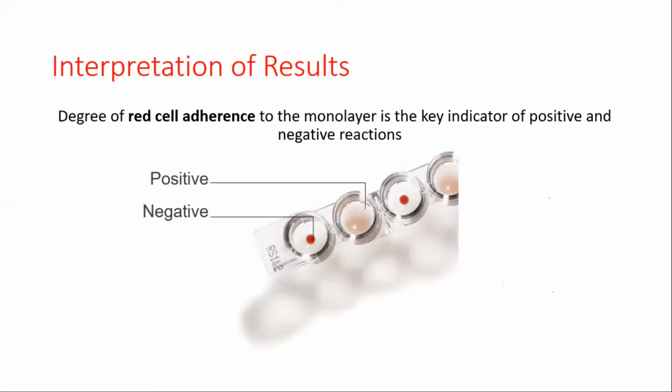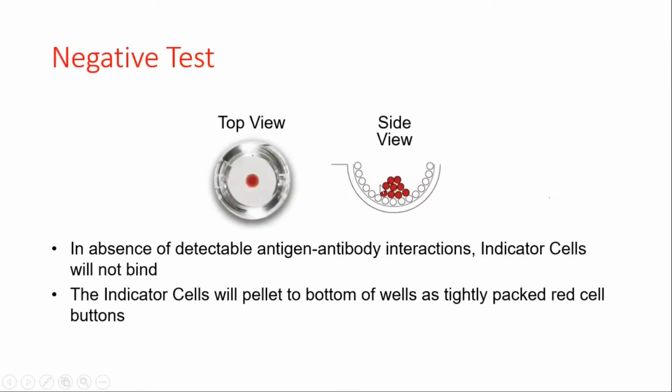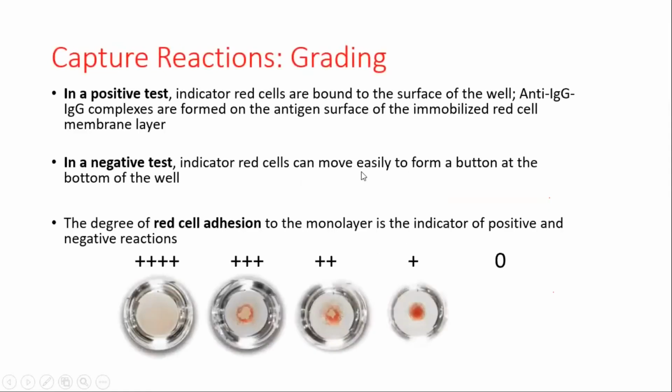Same thing here. We see the result in the form of a positive reaction when a layer has been formed because of antigen antibody reaction. If there is no layer formed, all the indicator cells will form a button as a pellet at the bottom, like this. As a side view, the positive reaction looks like this, because all these indicator red cells form a layer, and the top view looks like this. Same thing, the negative as a side view looks like this, a pellet or a button, because no antigen antibody binding has happened. It's a negative test.